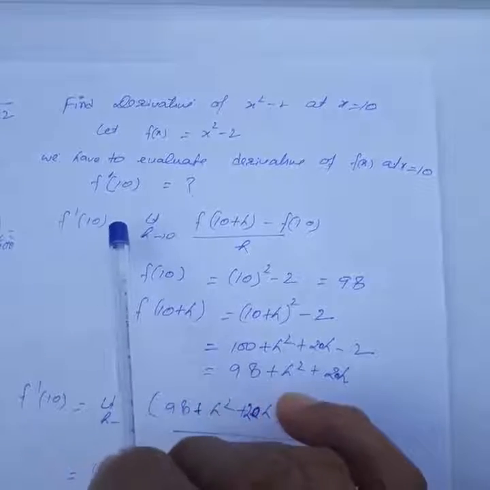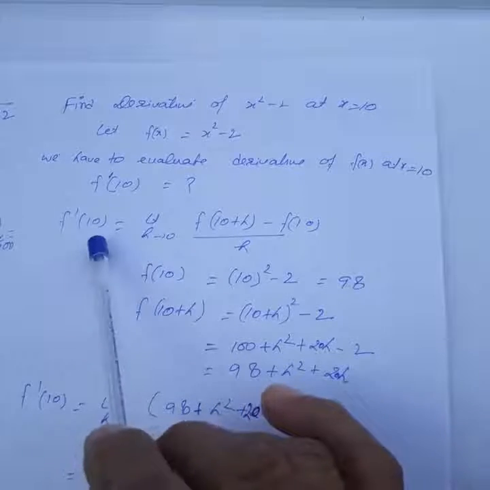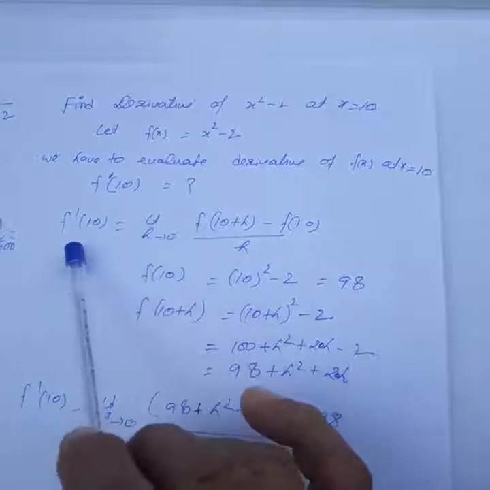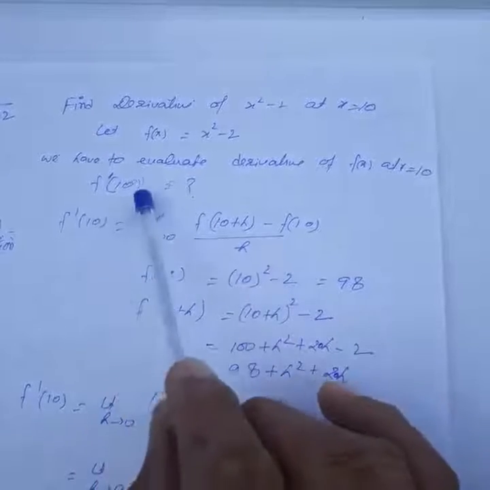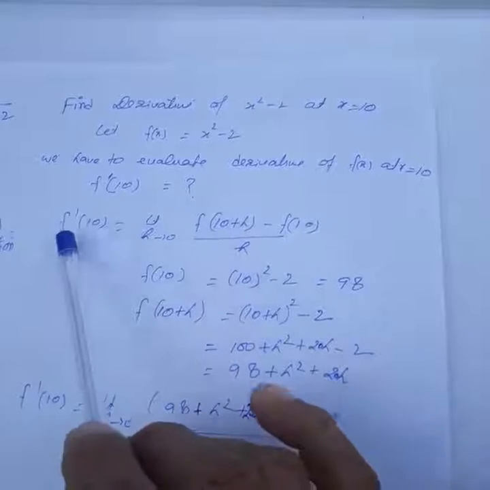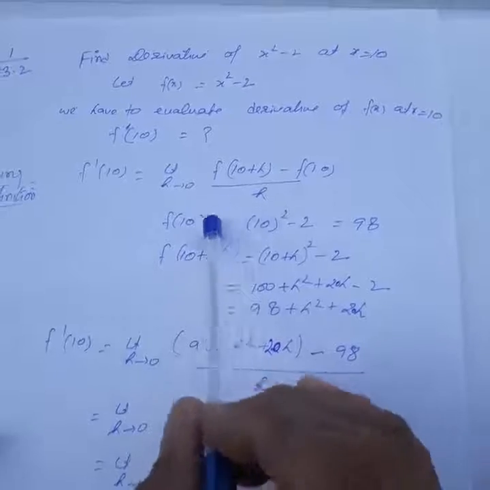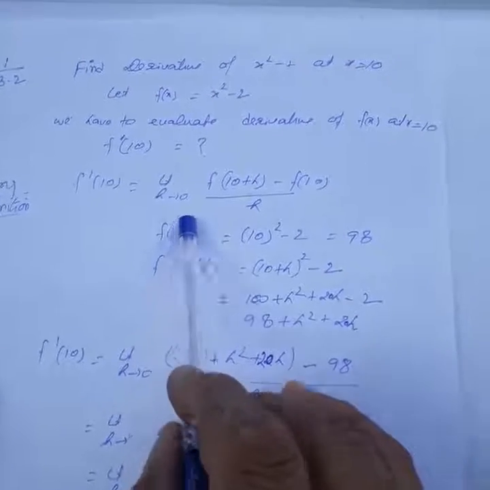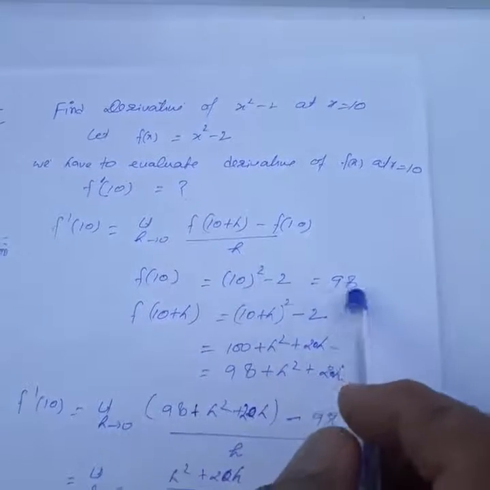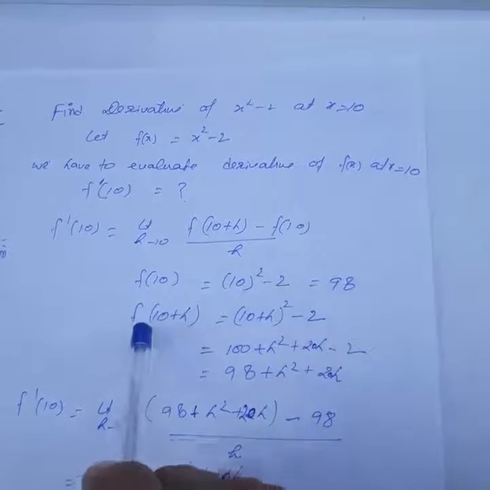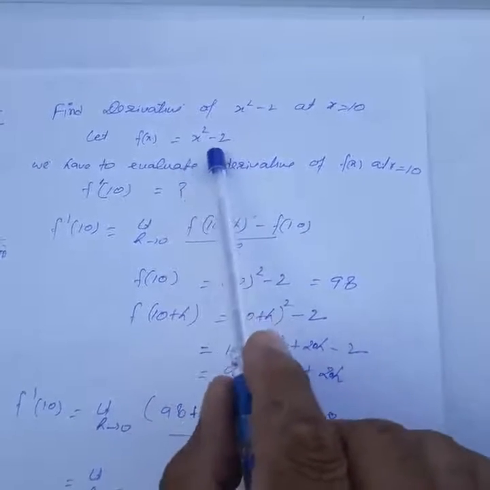Now using the definition, what is f dash a? Recall the result: f dash a is the limit as h tends to 0 of f(a plus h) minus f(a) upon h. So replace a by 10. So f dash 10 will be written like this. To apply this formula, you find the value of f(10) using this function. If f(x) is this, replace x by 10. It will be 98 after simplification. Then find f(10 plus h): replace x by 10 plus h in this function.